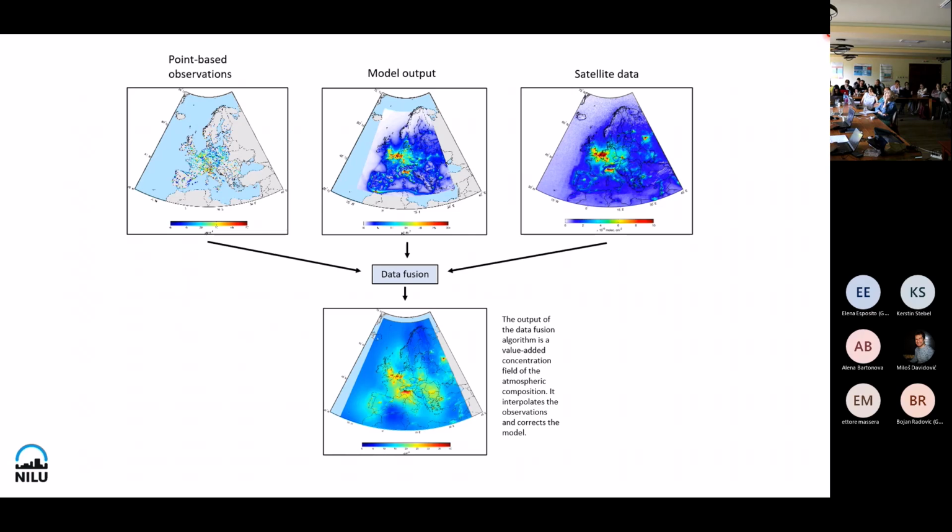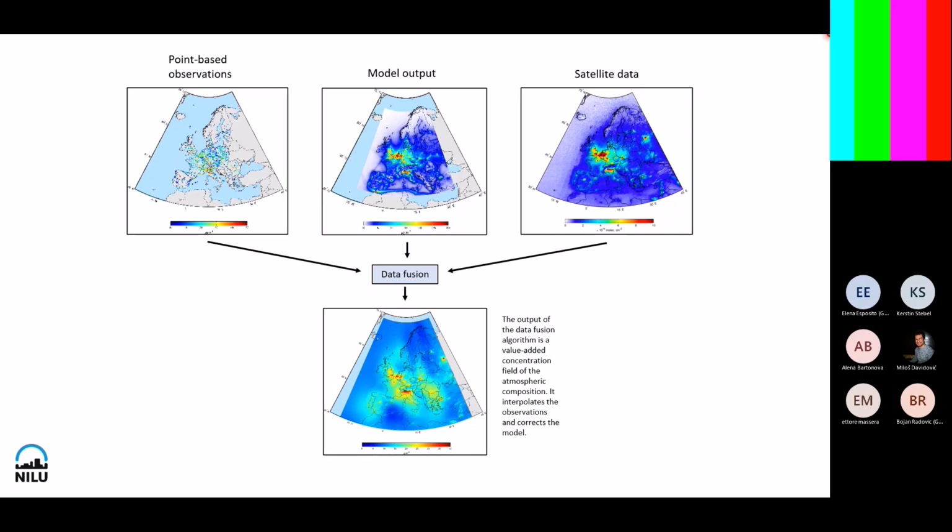Here's a very simple scheme of how this could work. This is for the European scale, from a project we had with the European Environmental Agency. Essentially, we have used point-based observations from all the monitoring networks in Europe on the left-hand side. Then we have model output in the middle, and satellite data on the right. All this goes into the geostatistical framework, and out comes a map of air quality or a similar parameter that makes use of the information from the various data.